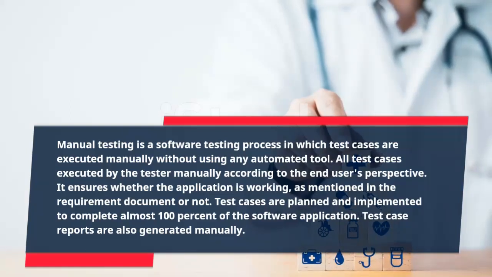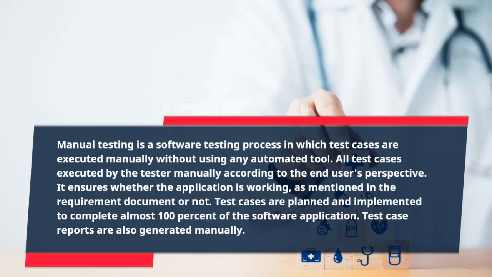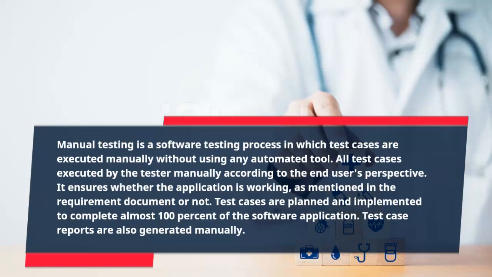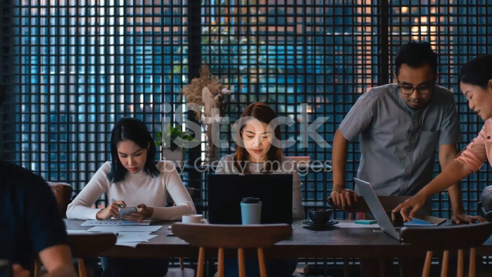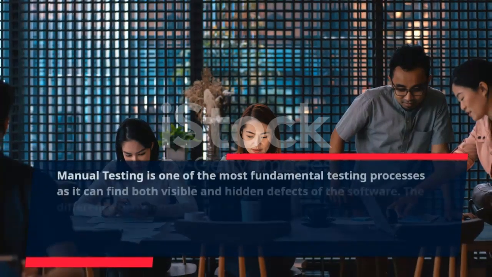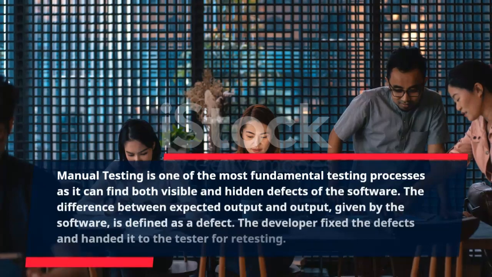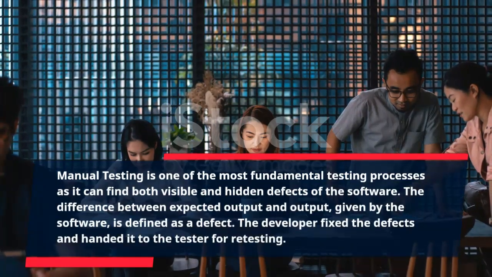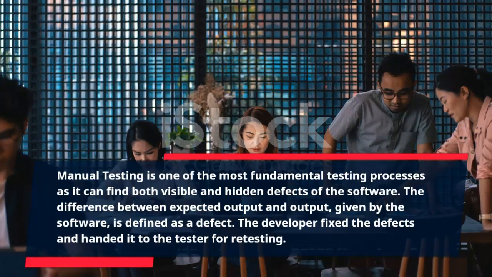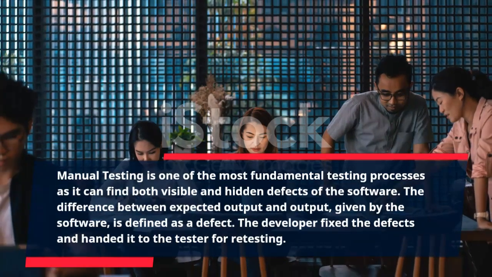Test cases are planned and implemented to cover almost 100% of the software application. Test case reports are also generated manually. Manual testing is one of the most fundamental testing processes as it can find both visible and hidden defects of the software. The difference between expected output and output given by the software is defined as a defect. The developer fixes the defects and hands it to the tester for retesting.